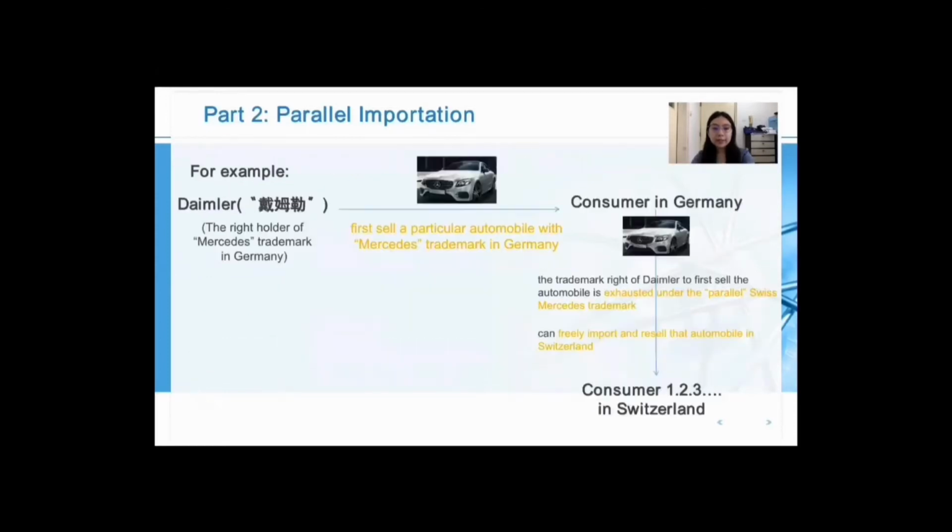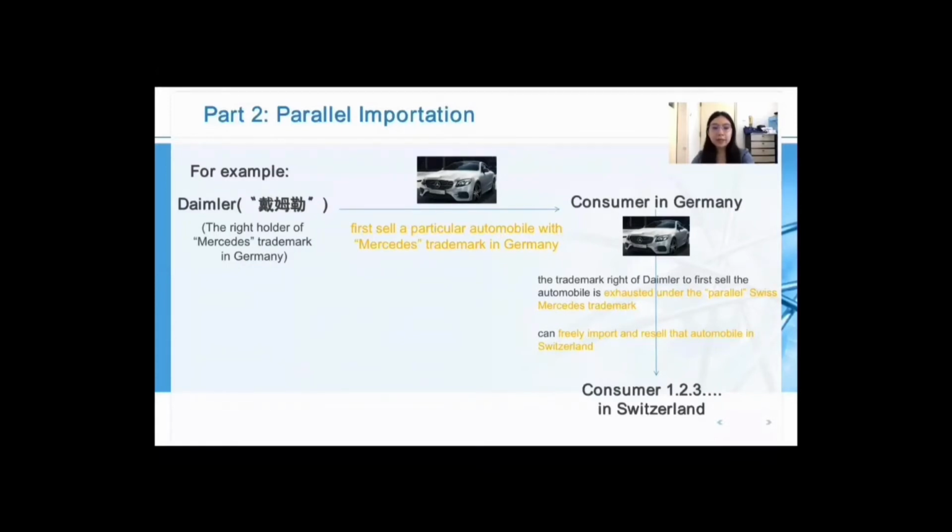And there is an example. Swiss law may provide that when an automobile is lawfully first sold under the Mercedes trademark in Germany, the trademark right of Daimler to first sell the automobile is exhausted under the corresponding or parallel Swiss Mercedes trademark. A consumer who purchases a new Mercedes in Germany can freely import and resell that automobile in Switzerland.